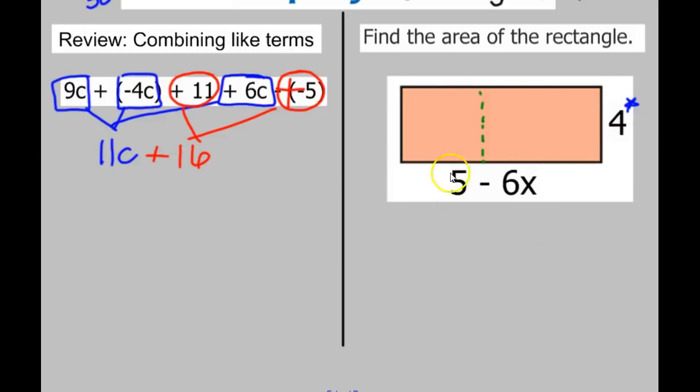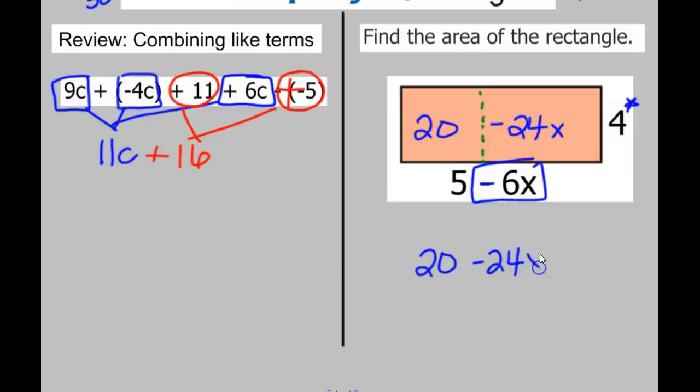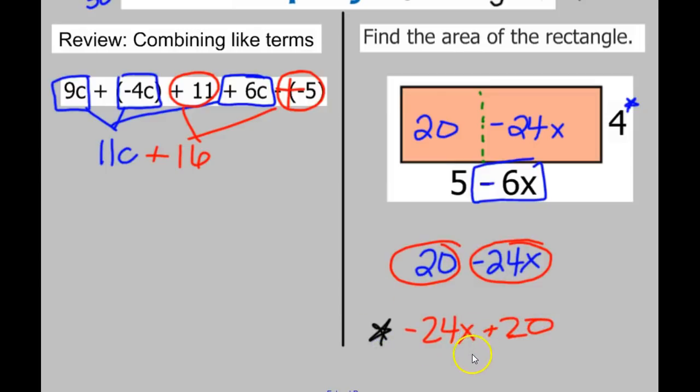So we have 4 times 5, which is 20. And then the negative goes with the 6. So we have 4 times negative 6, or 6 times 4 is 24, but it's a negative, and it's multiplied by x. So we have 20 minus 24x. If we put the x's first, this whole term is with the x's. Negative 24x and a positive 20. So this would be the best answer because our x's are first.